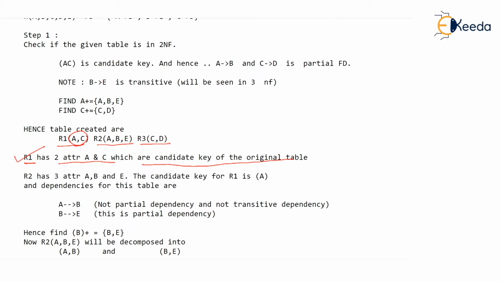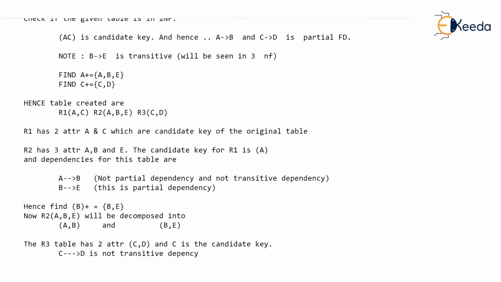R2 has three attributes A, B, and E, and the candidate key of R2 is A. Now, A determines B is not partial and not transitive, but B determines E, remember, is partial. So, is the table R2 in 3NF? No, but it is in 2NF. So, what do you do? Due to this transitive dependency B determines E, we will find B plus. And B plus we will bring in from this dependency set.